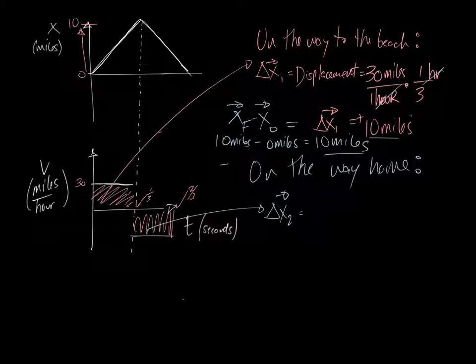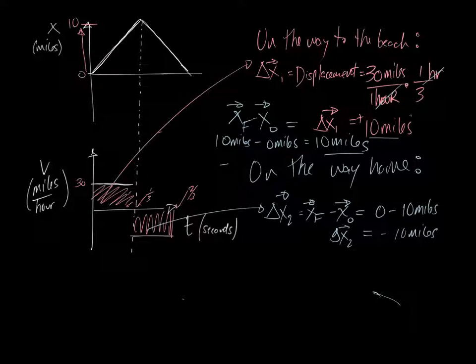Same thing. Now, delta x2 would be my final position minus my initial position, right? Which is, my final position is back home, which is 0, minus my initial position, which was 10 miles, right? That gets me a negative 10 miles.